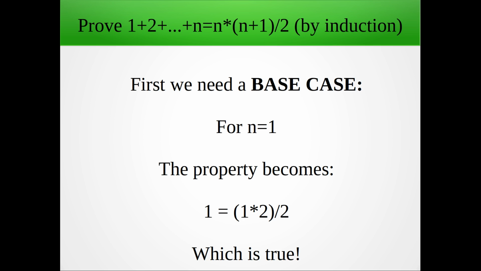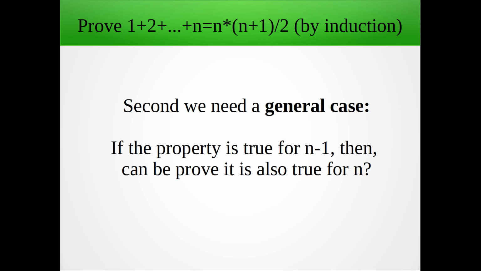So when n equals 1, the property becomes 1 equals 1 times 2 divided by 2, which is true. Yay! So I have proved my base case for this mathematical property. The property holds when n equals 1. Second thing that I need to prove is the general case. If the property is true for n minus 1, then it is also true for n. Can I prove this? If n minus 1 holds, then it means that necessarily n also holds.